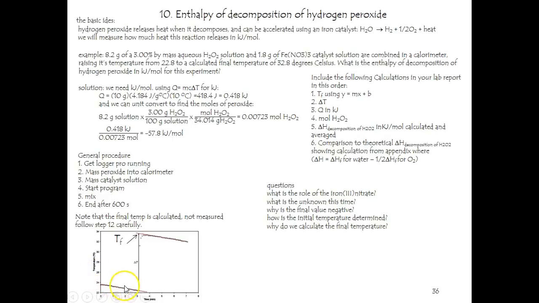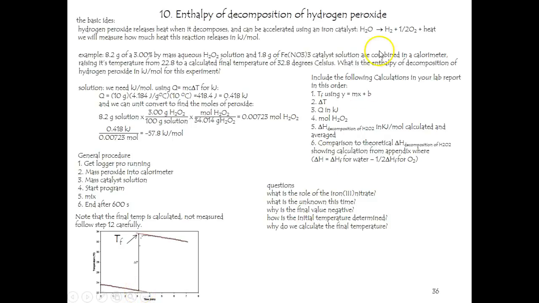You should end up with a curve that looks roughly like this. Note that the final temperature is calculated, not measured, so please follow step 12 carefully. See how things curve off a little bit, and we want to extend that to get a point right there, and that should give us our delta T.